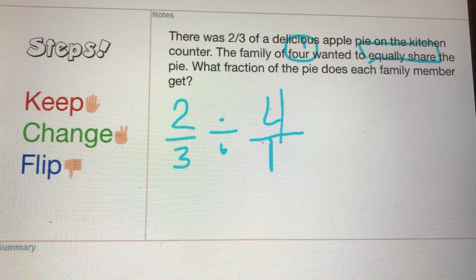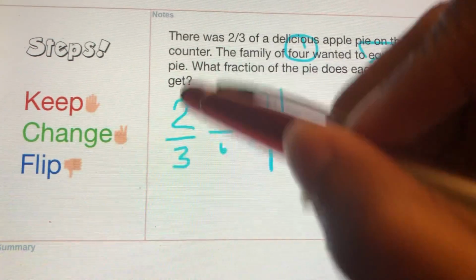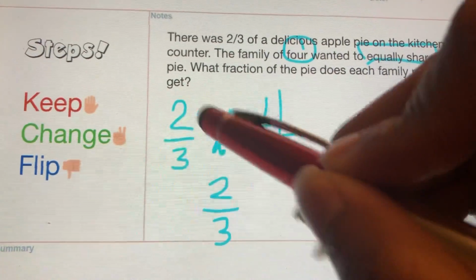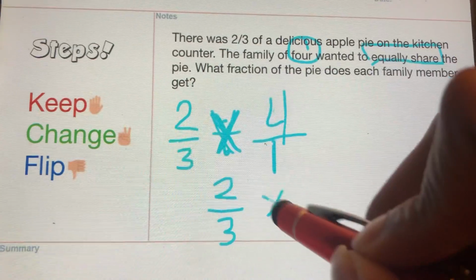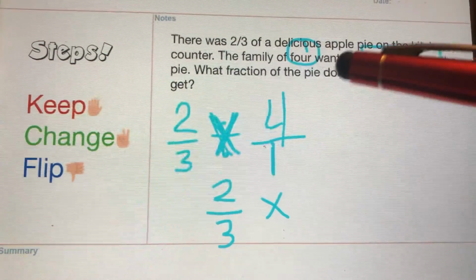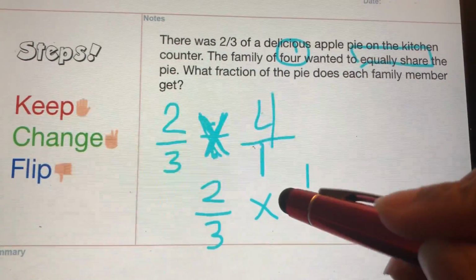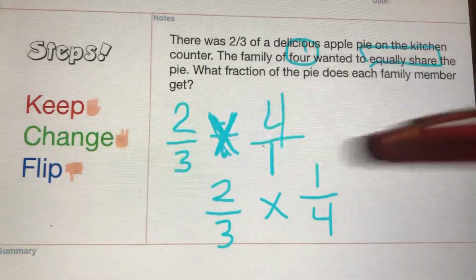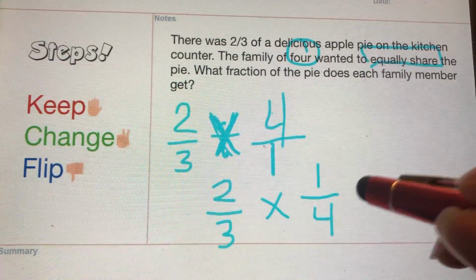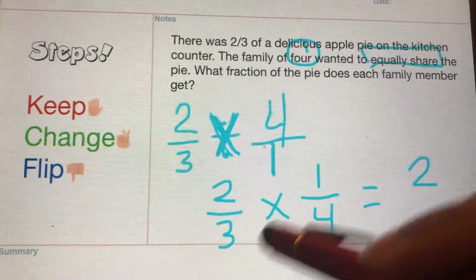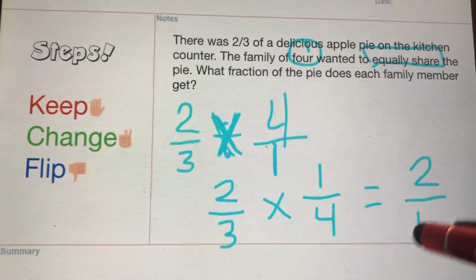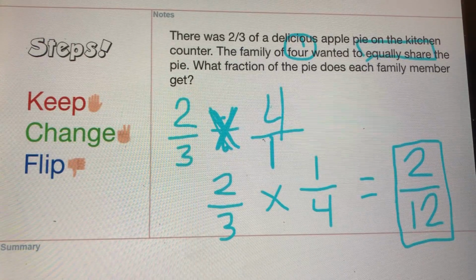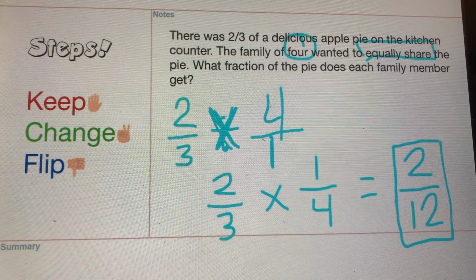Let's follow the steps. Keep, change, flip. We're going to keep the first one, 2/3. I'm going to change this, adios, deuces, we don't like you, to times, and we're going to flip this. So instead of 4/1, now we have 1/4. Let's multiply across. 2 times 1 is 2, and 3 times 4 is 12. And that is the fraction that represents the amount of pie each family member will get.